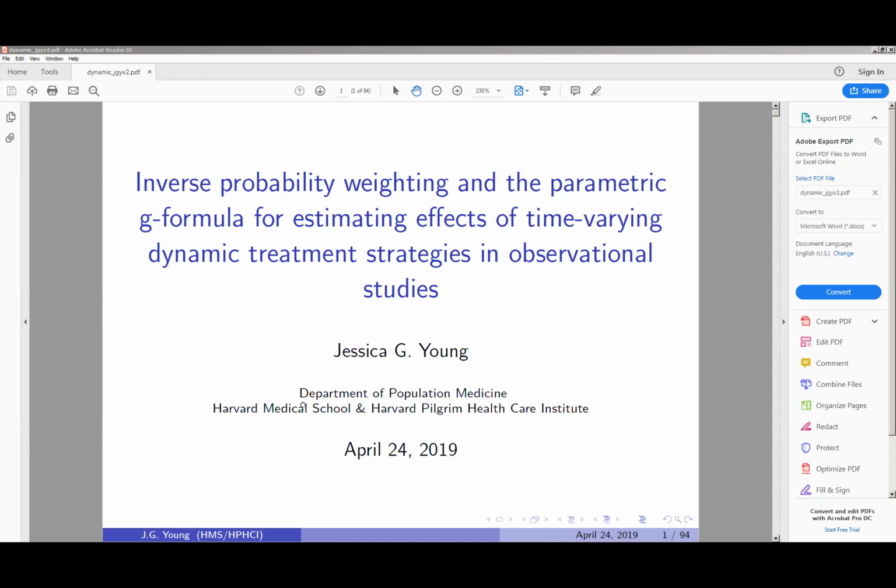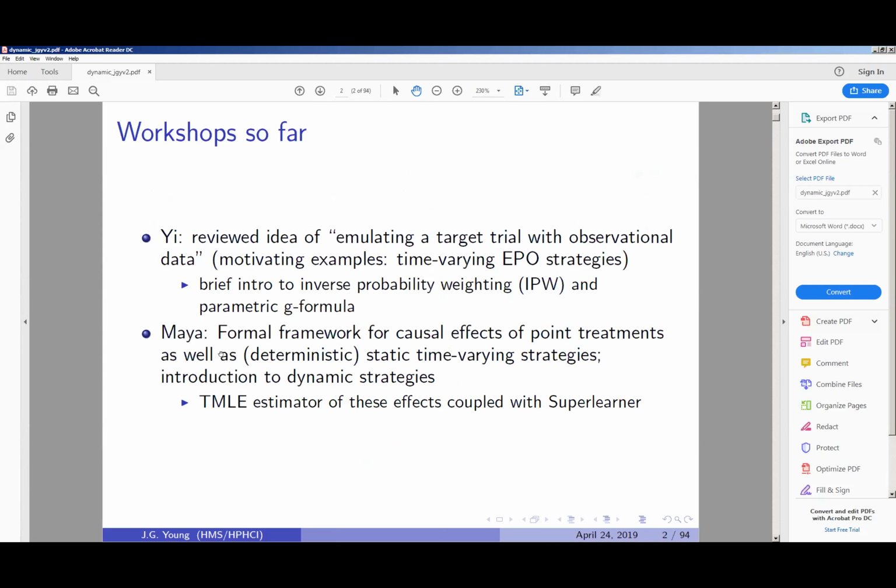Okay. Hi, everybody. I'm Jessica Young, and today we're going to be talking about estimating effects of time-varying dynamic treatment strategies in observational studies. Today we're going to focus on some different estimators than Maya talked about in workshop 2. We'll talk mostly about inverse probability weighting and a little bit about the parametric G formula, but the primary focus, just in the interest of time, is going to be parametric G formula, IP weighting.